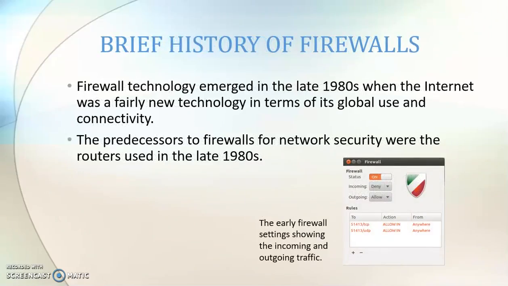If you take the history of firewalls, they emerged in the 1980s when the internet was fairly new technology in terms of its global use and connectivity. Now I want to clarify one thing: an intranet is a network. Different intranets can be connected together and that will form an internet. The predecessor to firewalls for network security were the routers used in the late 1980s.